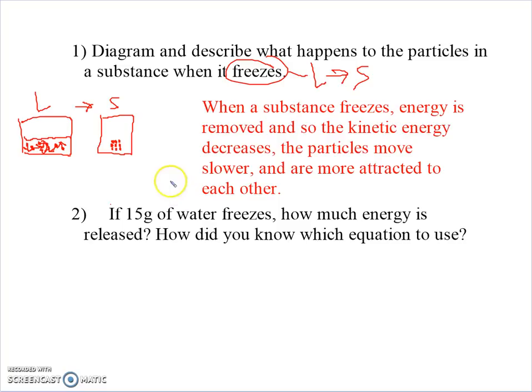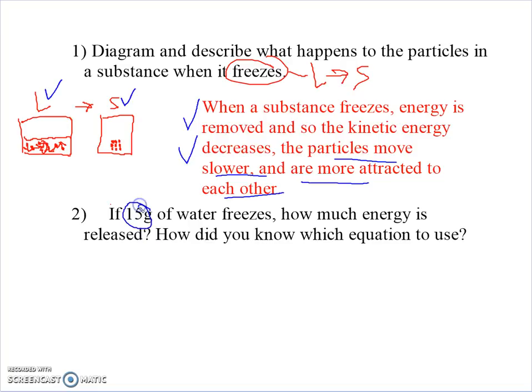Okay, so just on this one, I would probably do a check for the drawing here for liquid, a check for solid, and then here I would look for at least two of these three probably. Energy's removed, that could be a check. Kinetic energy decreases, particles move slower, more attracted to each other. I'd look for a good chunk of these, alright? It just kind of depends on how well people use them as far as whether you get credit or not. But if you want to be safe, just describe all of it and there you go. So that's my recommendation.